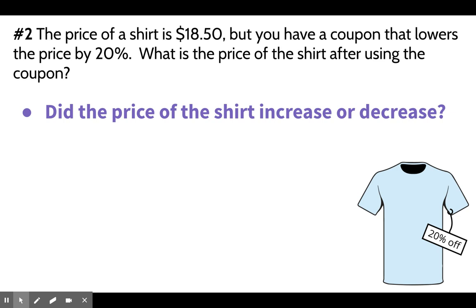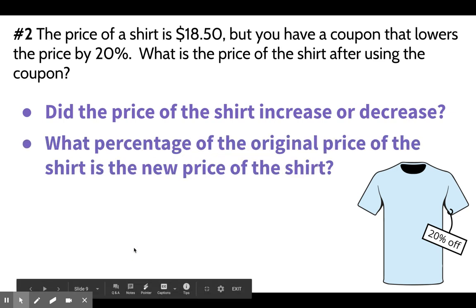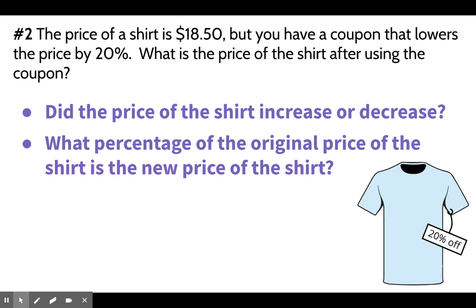You should have noticed that the price of this shirt is going to decrease, because remember what we know about coupons: if I have a coupon for a store, it is going to take money off the price. It's going to lower the price, and in this case it's lowering the price by 20%. It says, what is the price of the shirt after using the coupon? And what percentage of the original price of the shirt is the new price of the shirt? Let's think through this just like we did the last problem, and I want you to think about what your final answers are going to be.